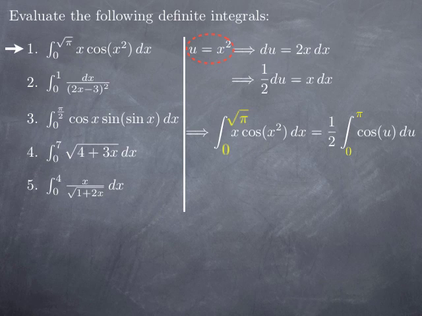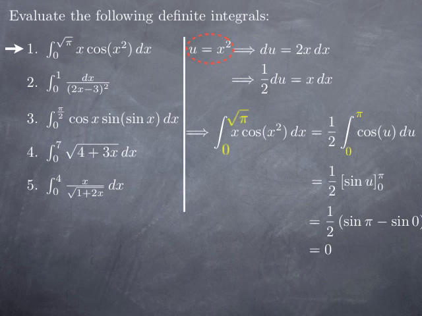So now we have a definite integral from 0 to pi of cosine u, and cosine is of course continuous, so we can use the Fundamental Theorem of Calculus to the effect that this integral is 1/2 of sine u that we evaluate between 0 and pi. And since sine pi and sine 0 are both 0, we obtain 0.